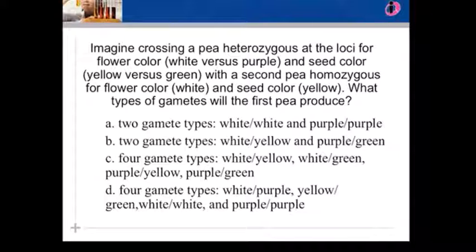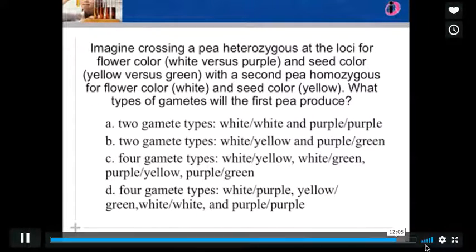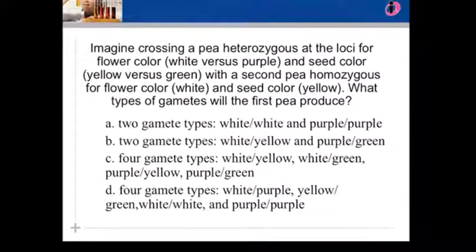Answer A is wrong because it shows gametes with 2 alleles for flower color and no allele for seed color. Answer B is wrong because it shows only 2 possible gamete types. Answer C is the correct answer because it shows all 4 possible gamete types. Answer D is wrong because it shows gametes that are diploid for one trait and containing an allele for only one locus. So this has been a review of some of the more common terms that we use in genetics.